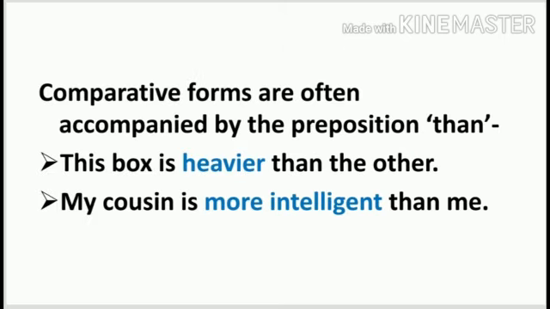So the next important thing which we have to keep in our mind while using comparative degrees is that whenever we compare two things, the comparative degree is followed by the conjunction than. For example, this box is heavier than the other. My cousin is more intelligent than me.